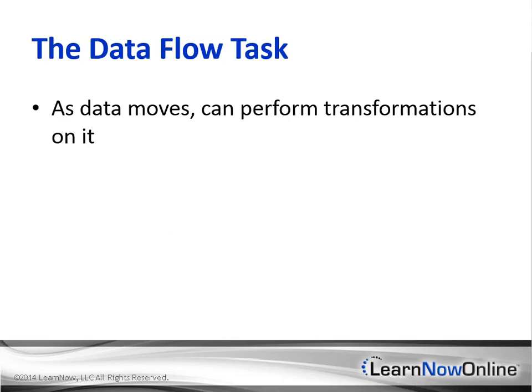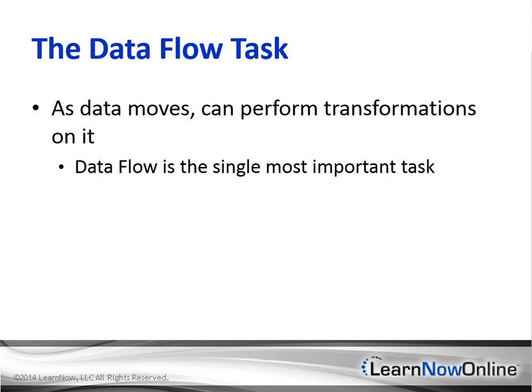As a data flow moves data from a source to a destination, you can perform various data flow transformations on the data. These transformation tasks let you look up data from an external source, change the contents of a field to uppercase, sort the data, merge the data flow with other flows, and lots of other things. The data flow task is the single most important task in a control flow, and it performs the majority of the work in an ETL, or extract, transform, and load process.